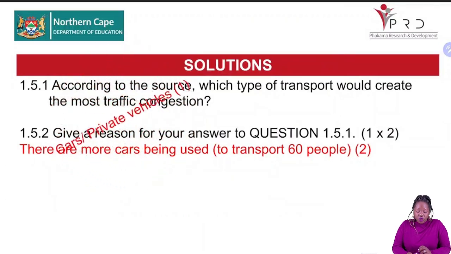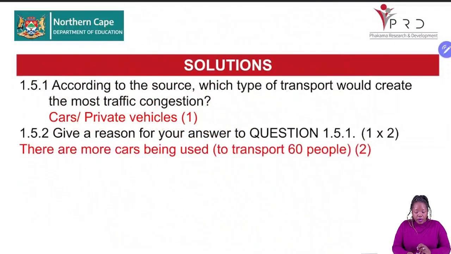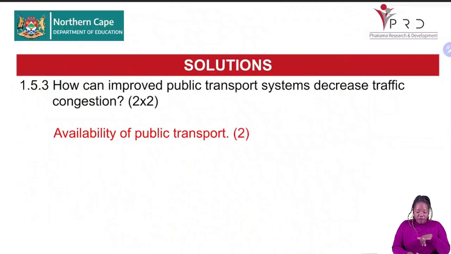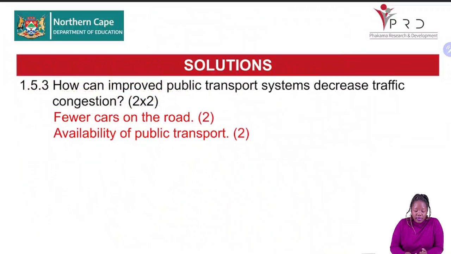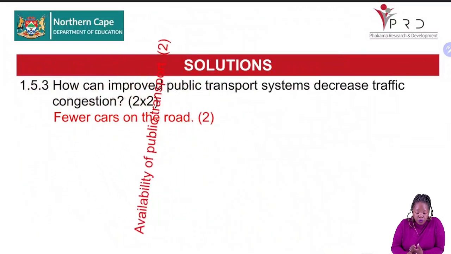Then you're looking at your question 1.5.3, how can an improved public transport system decrease the traffic congestion? So you are looking there at the availability of the public transport, not just being available but also being efficient, which means it is working efficiently. People will be at work on time and they will go back home on time, and it will make for fewer cars on the road. So we are looking there at the fewer cars as well as the availability of the public transport.